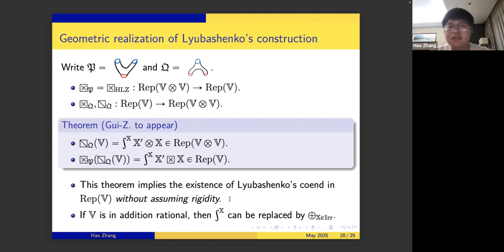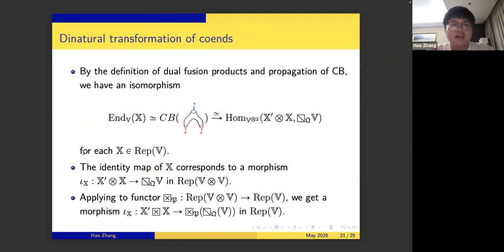As I said in the beginning of my talk, you can prove the existence of Lyubashenko's coend if your category is rigid, but this result can also prove the existence without assuming rigidity. And if your VOA is semi-simple, you can replace this integral by the direct sum over all irreducible modules. You can also consider the dinatural transformation of the coend we have already described before.